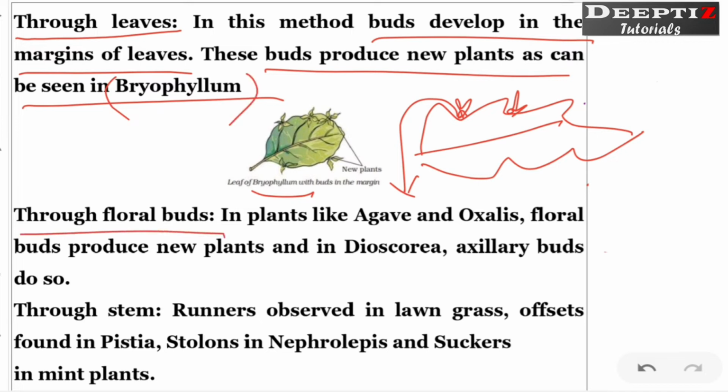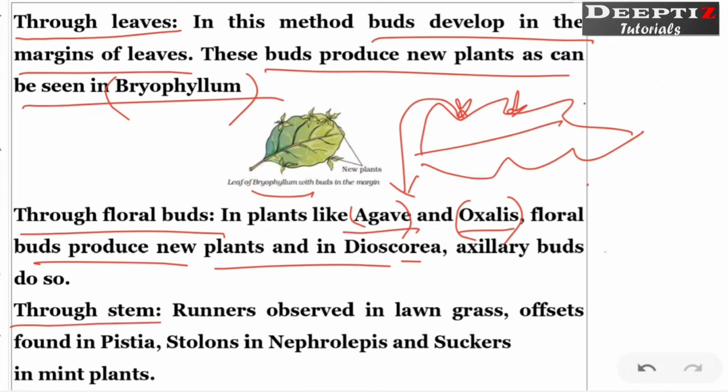Now through the floral buds, small flower-like buds appear, like in agave and oxalis. These buds can produce new plants. So these are the examples given. If you don't know what all these are, please search on the internet and see the image. Maybe you are familiar with these plants or trees, right?